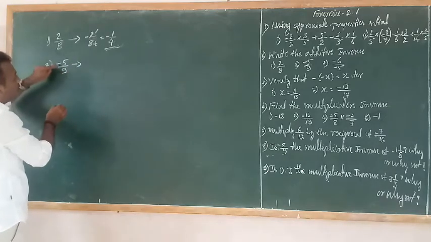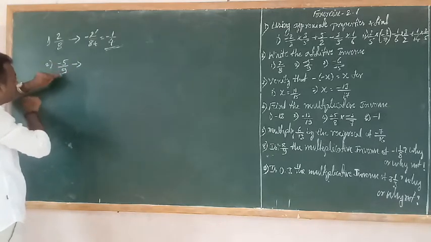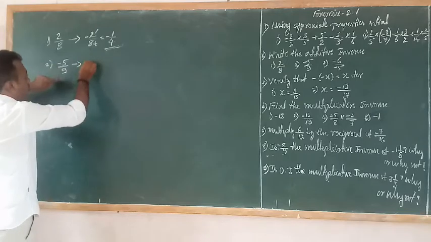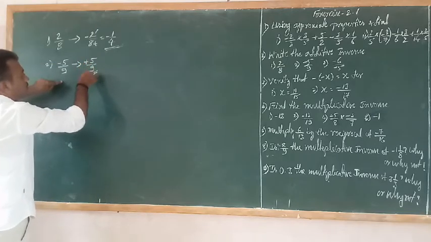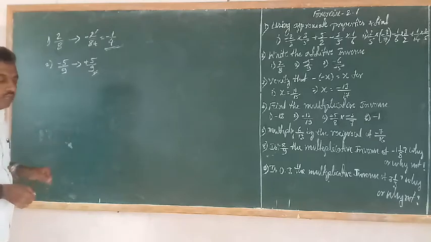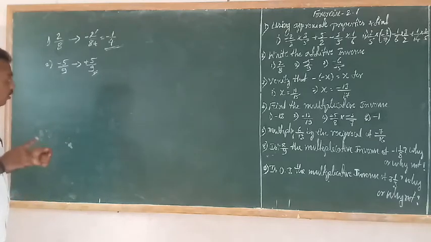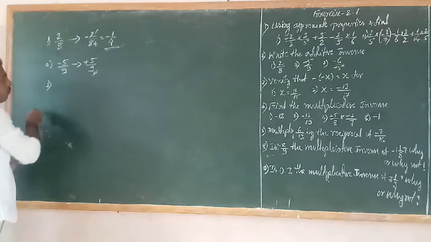What is the additive inverse of minus 5 by 9? So plus 5 by 9. That's it. It will not cancel because 5 and 9 do not share any common factor. Okay. So next, number 3.